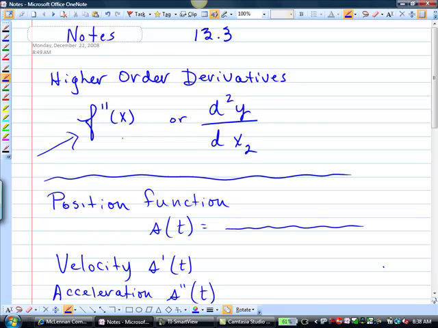And all you're going to do, you get the first derivative, you just repeat the process. And you'll end up with the second derivative. And keep going. Okay? So that won't be difficult.